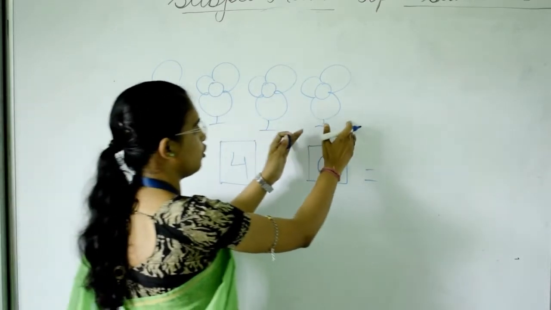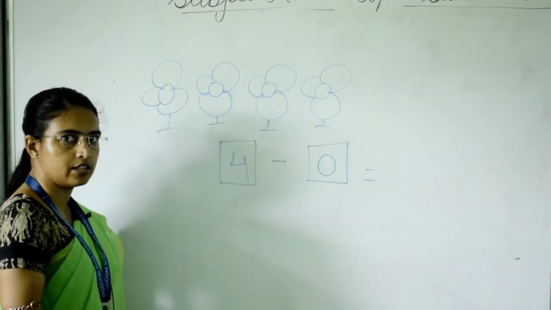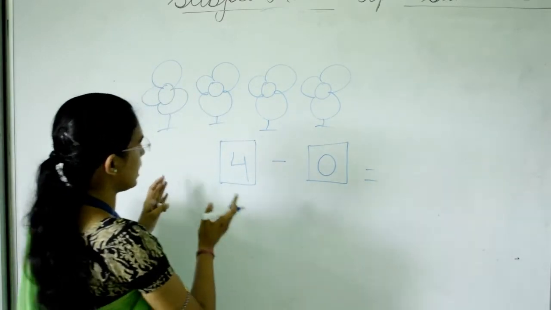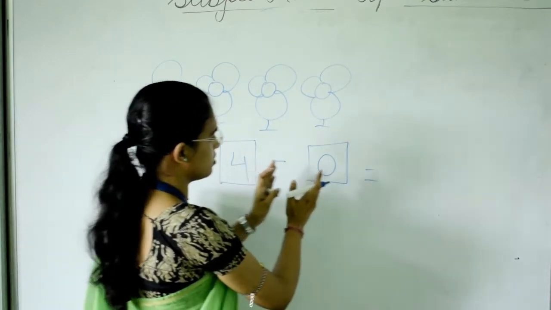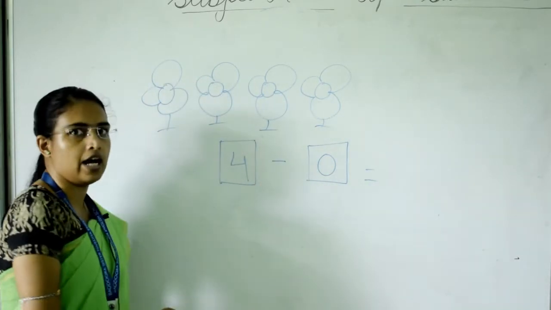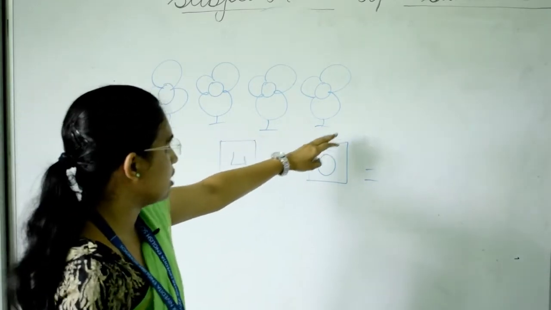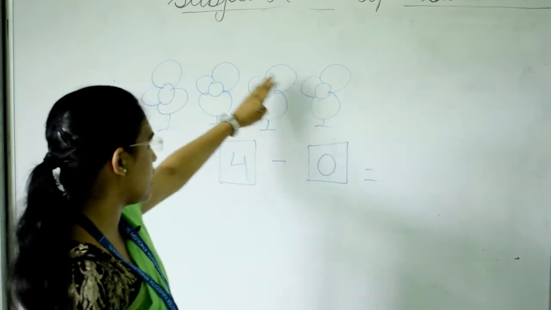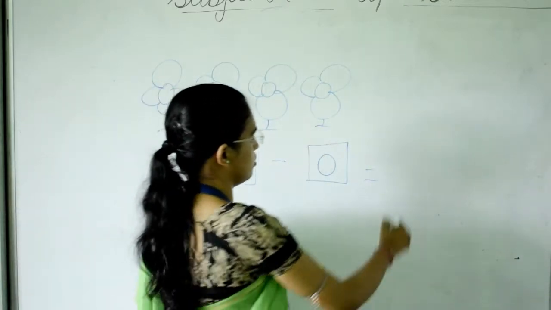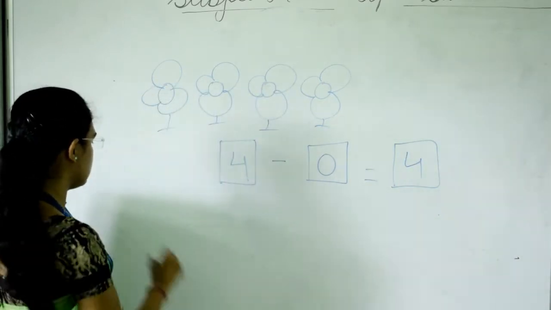Okay, so that means I already have 4 flowers and I asked my sister to give me another flower, but she has nothing, so she can't give me another flower. So when we add or subtract 0 from any number, the answer will be the same. I have 4 flowers and she has given me nothing. How many flowers do I have now? 1, 2, 3, 4. So now I have only 4 flowers, like this.